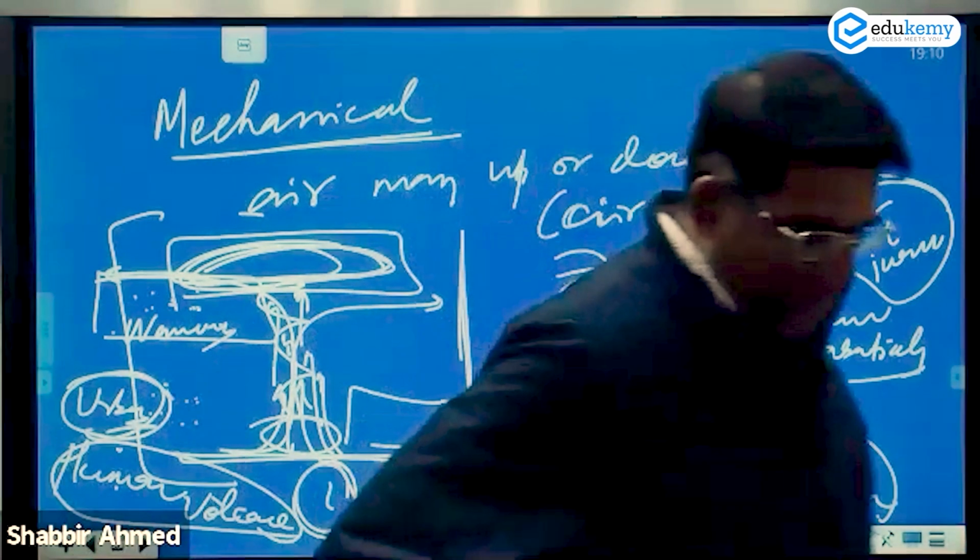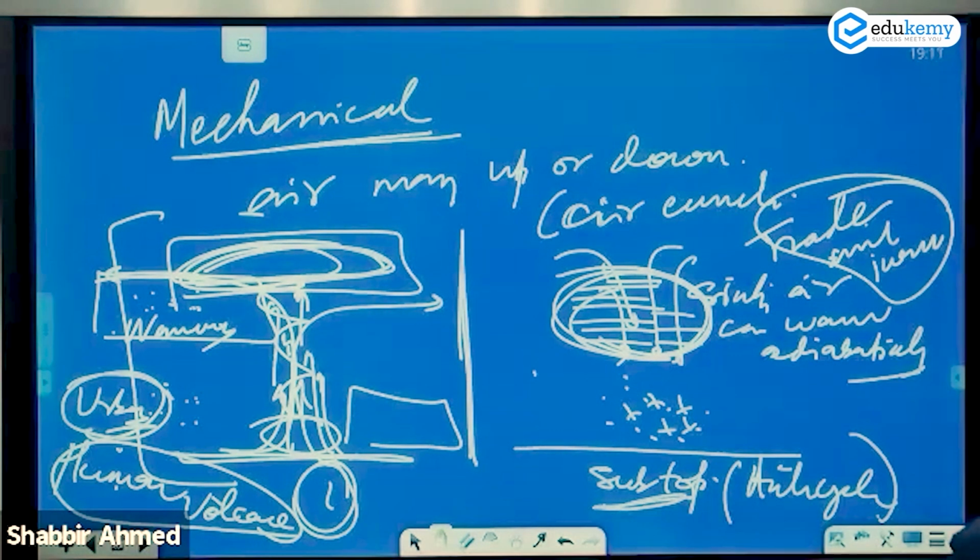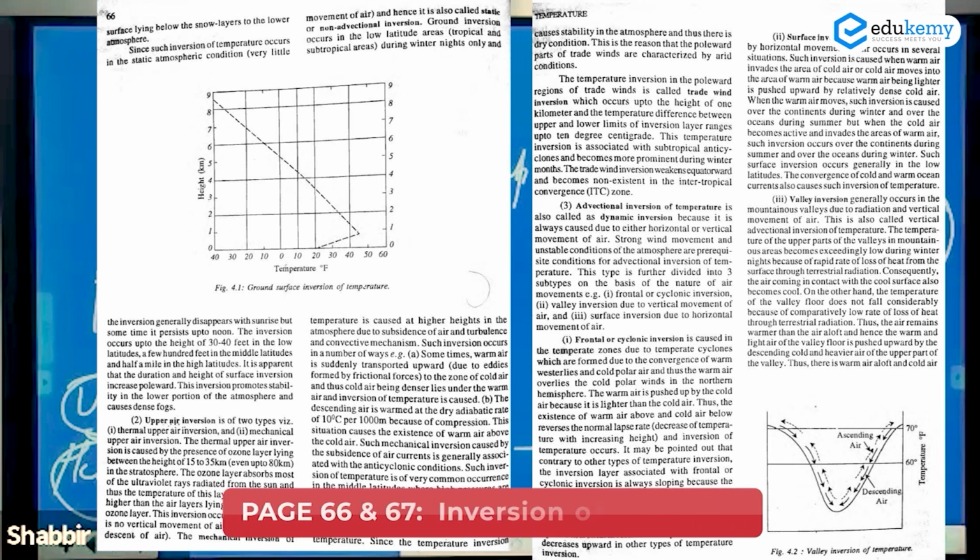So just for your reading and understanding, please look up page number 66 and 67. This is the inversion of temperature. Next page 67 में देखो पहला paragraph. The temperature inversion in the polar regions of trade wind is called a trade wind inversion. ठीक है, बस आपको यही पेज लिखना था.